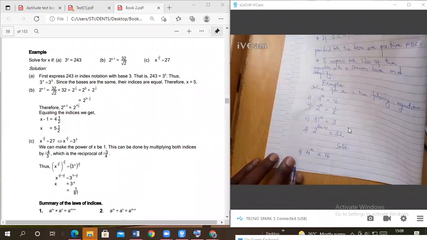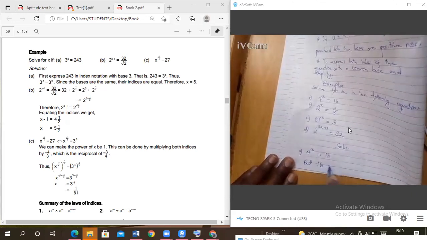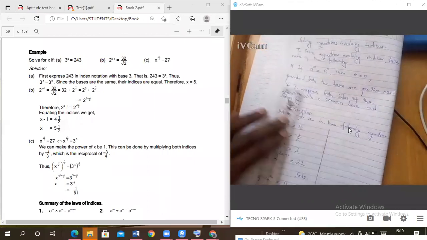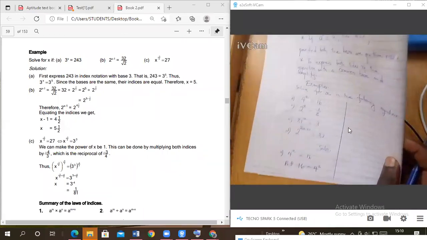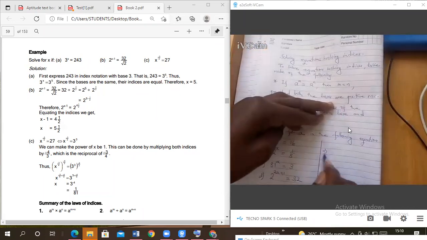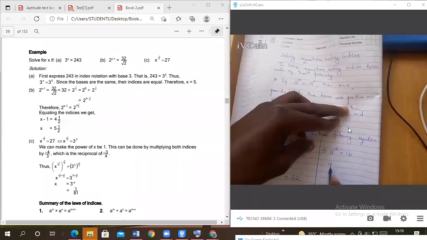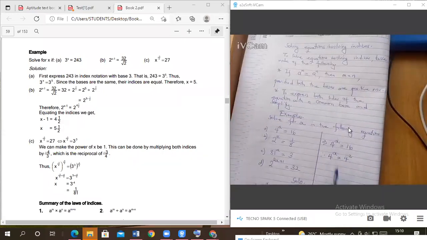So when you look at this one, which one can we simplify to have the lower base? The lower base in this case is 4. So we have to simplify 16 to have a base of 4. 16 is the same as 4 to the power 2. So in that case, now they have the same base. So it implies 4 to the power x equals 4 to the power 2.